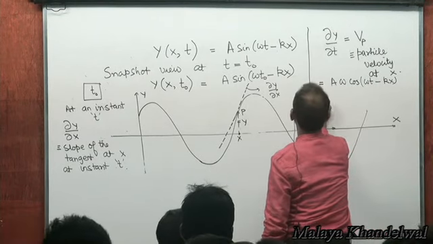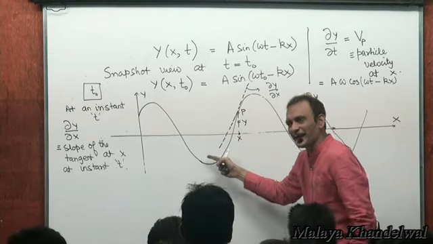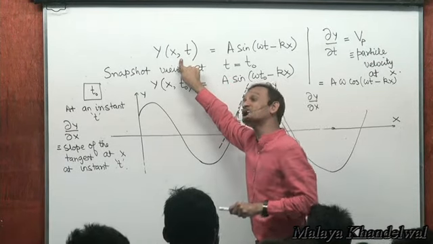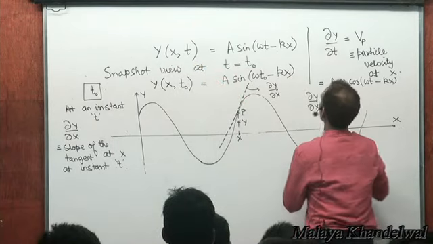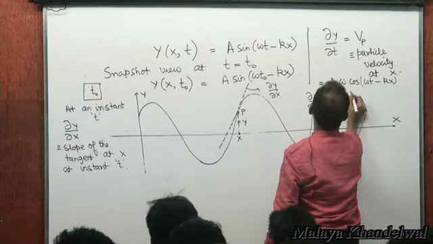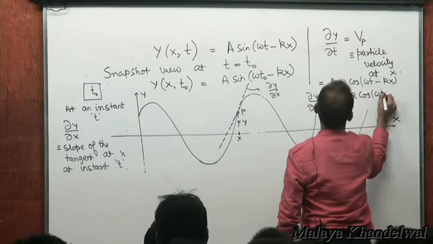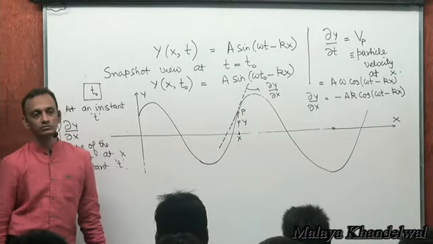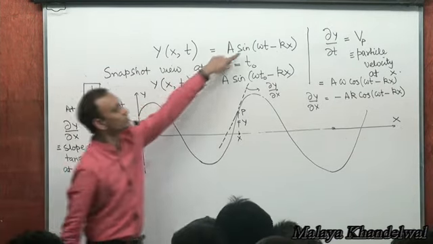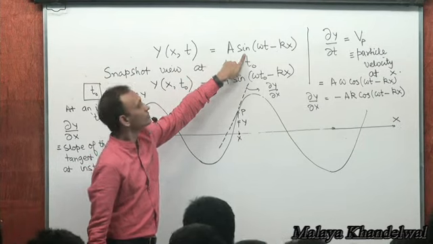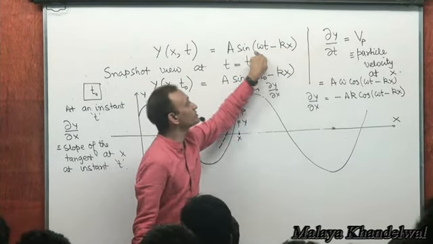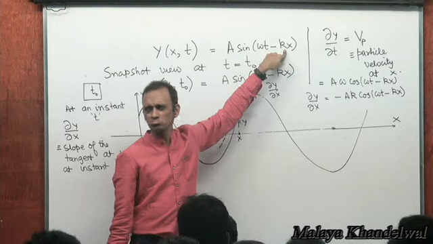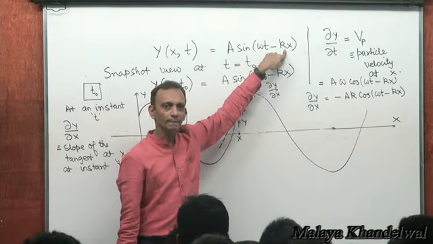What is dou y dou x? Slope of the tangent at that x. And how do you obtain that? Differentiate this with respect to x, keeping t constant. So when you do that, you get minus Ak cos(omega t minus kx). Do you all understand that? If I differentiate sine with respect to this, you'll get cos. And then differentiate this with respect to x, you'll get minus k. Chain rule of differentiation. All of you are okay with this, right? Okay.